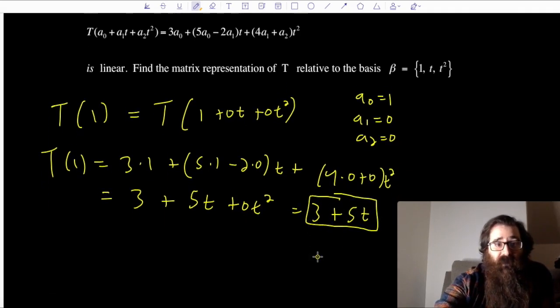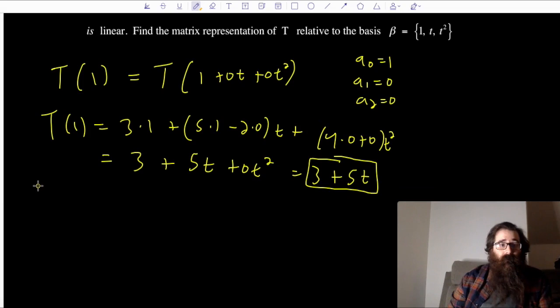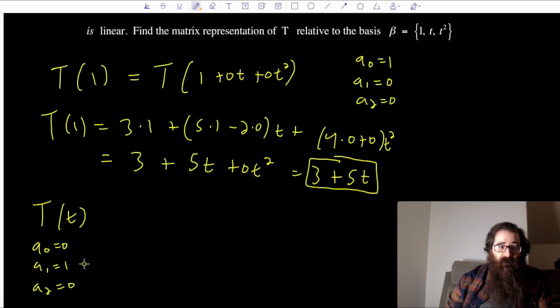What about the transformation applied on t? Just a standard basis vector t. Well, keep in mind what this means. This means a sub 0 must be 0. A sub 1, the coefficient on t, is 1. And that a sub 2 is 0.